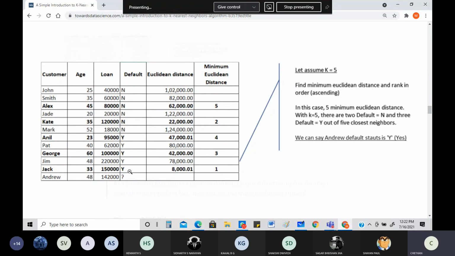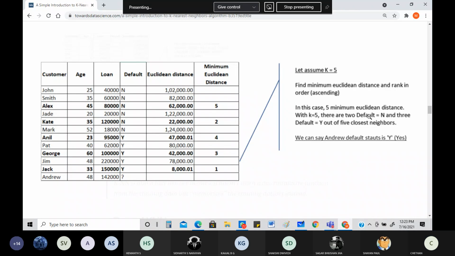So the first one is y. So you got 1 y. The second is n. So 1 n. The third is y, so you got 2 y's. The fourth is again y, so you got 3 y's. Then the fifth is no. So what happened is very simple. Among k equal to 5, there are 2 default n and 3 y's. So default yes you got 3 times, default no you got twice.